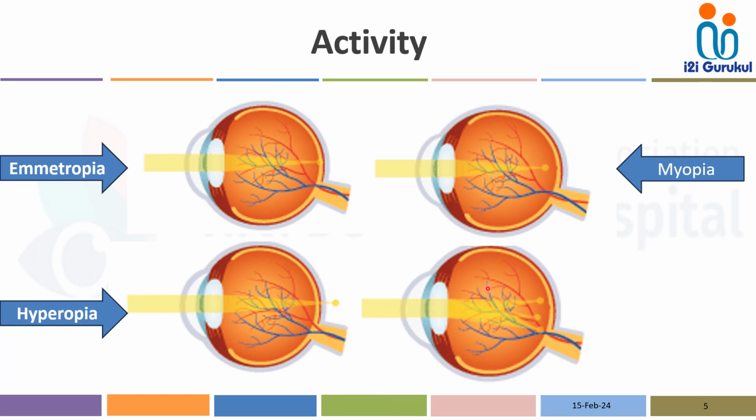And the last one is where there are multiple focal points, multifoci. That means it's not a regular single focal point, either in front of the retina or behind the retina. This is what we call astigmatism.